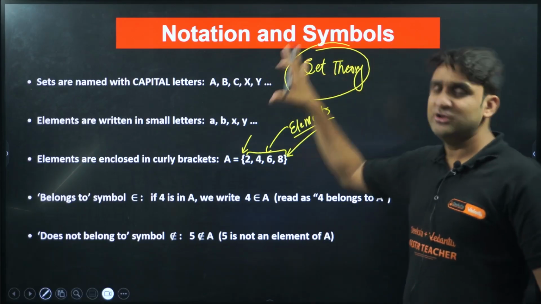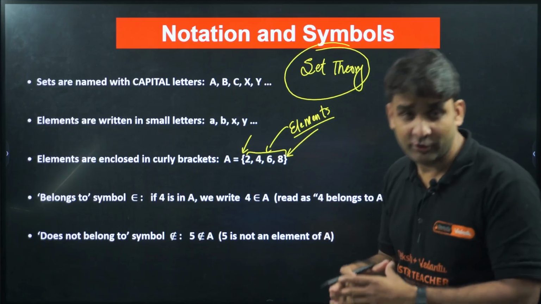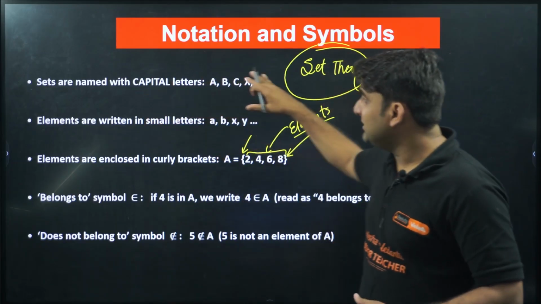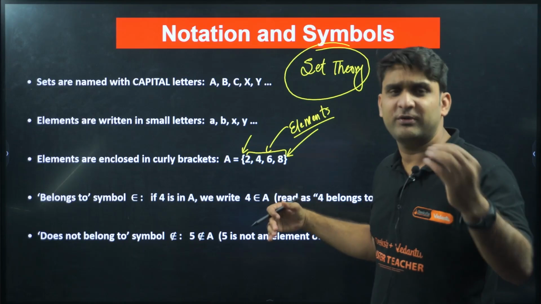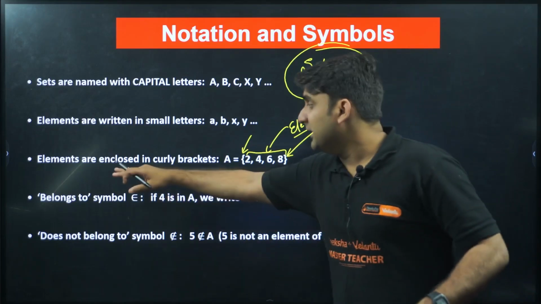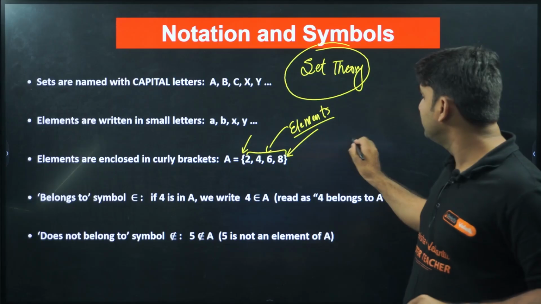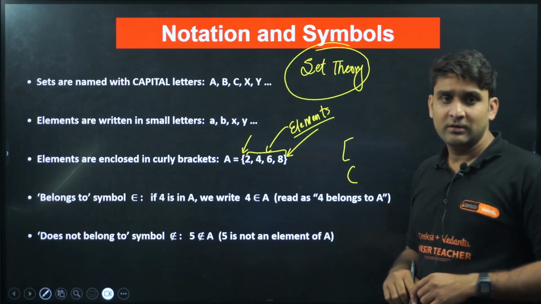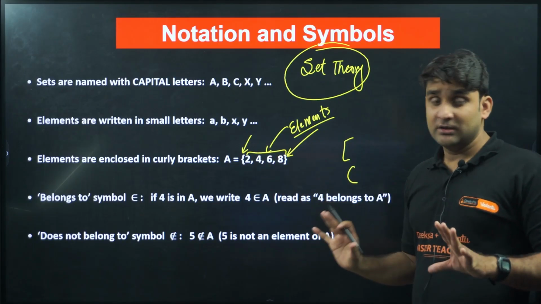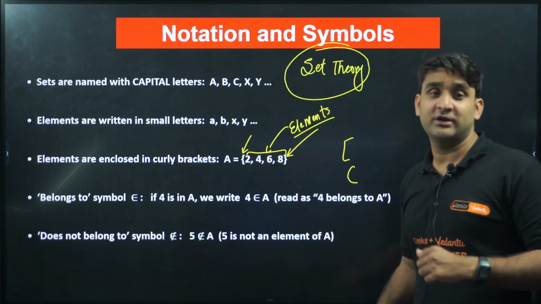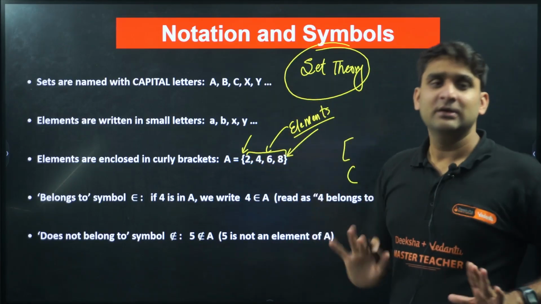Whatever I'm teaching you here, it comes in set theory. According to set theory, sets are named using capital letters, and elements are written in small letters if you are representing elements in alphabet, and elements are always enclosed in curly brackets. If you use this bracket or this bracket, your marks will be deducted, because this strictly comes in notation. This is the rule of set theory. The elements should be enclosed in the curly braces.